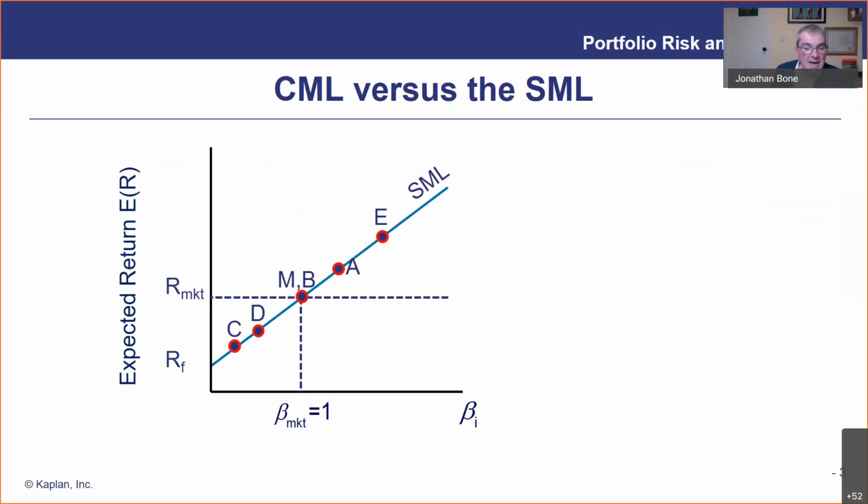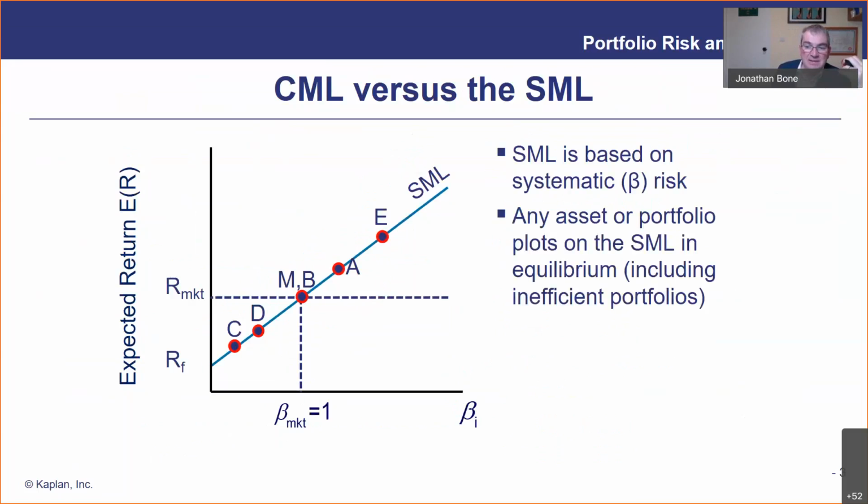When we eliminate unsystematic risk and only look at systematic risk, it actually appears that all of the securities are correctly priced. So SML is based on systematic risk, not total risk. Any asset that plots on the SML is in equilibrium. Its required return is equal to its expected return. And that includes even inefficient portfolios, because we saw those inefficient portfolios on the previous slide wasn't caused by systematic risk, it was caused by unsystematic risk.